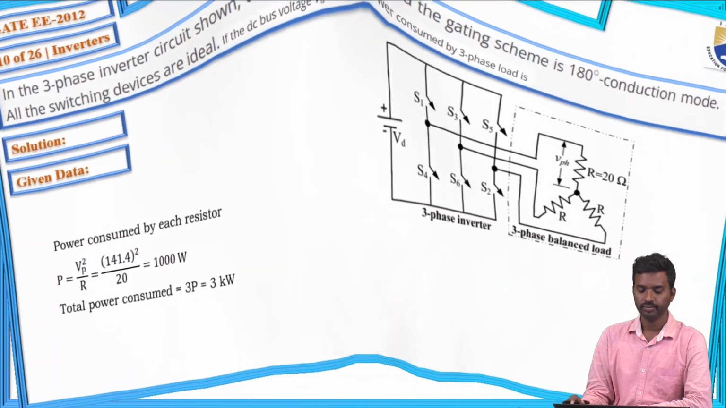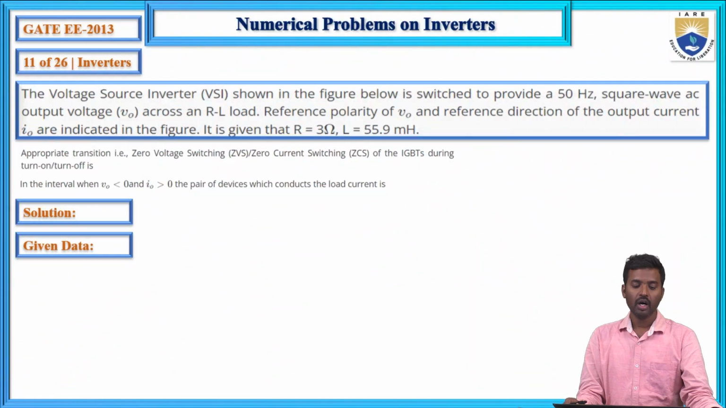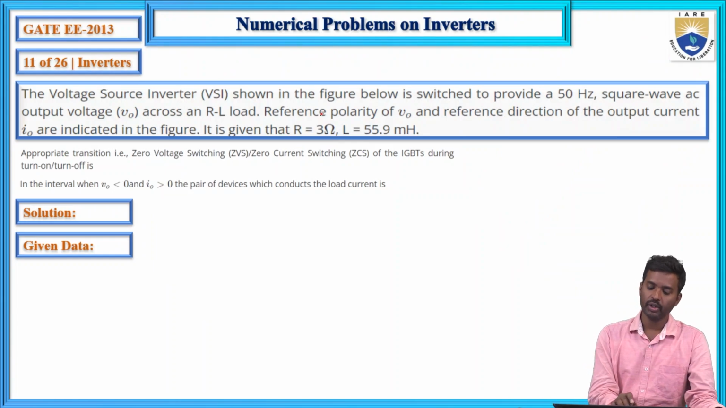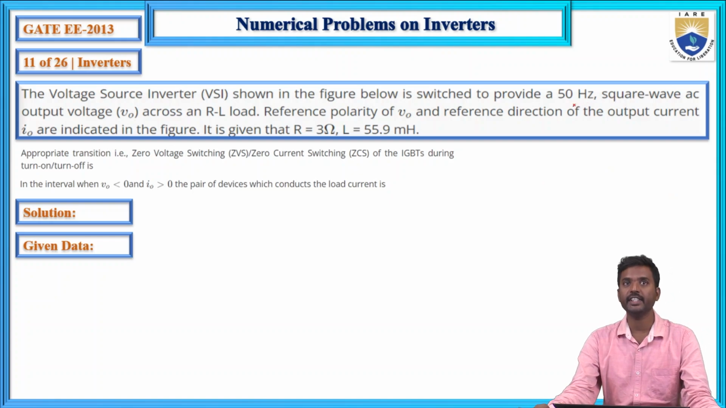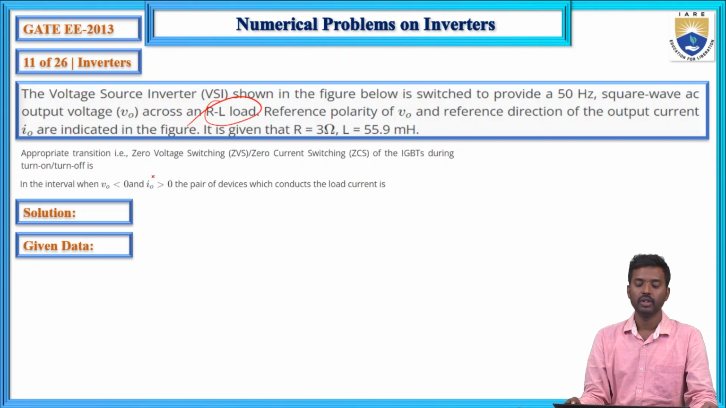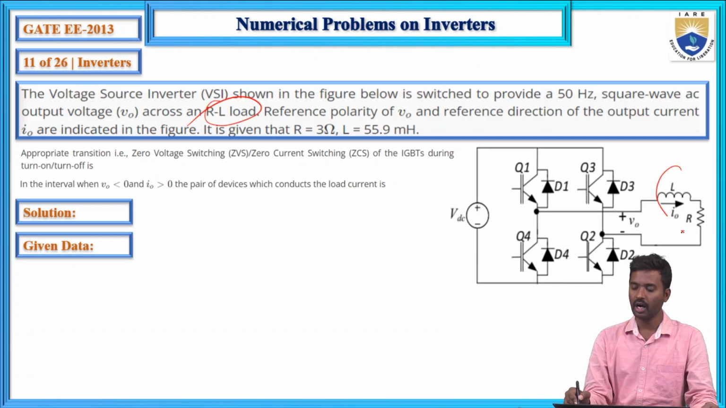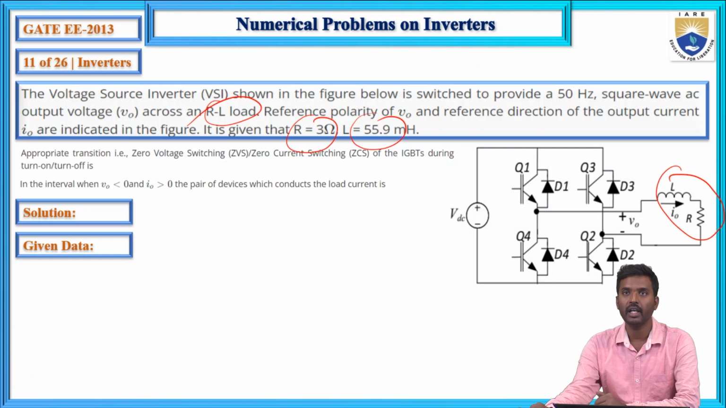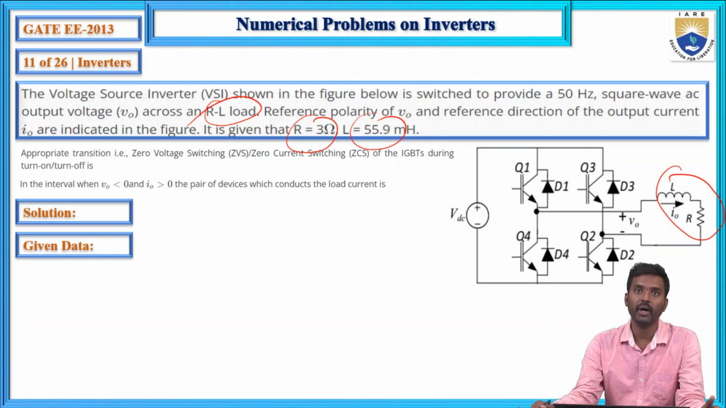And now here the 11th question: the voltage source inverter as shown in the figure is switched to provide a 50 Hz square wave AC output voltage, that is V0. Here we have an RL load, and the diagram shows the RL load. The polarity of V0 and the reference direction of the output I0 are indicated in the figure. The given R value is 3 ohms and L is 55.9 milliohms.